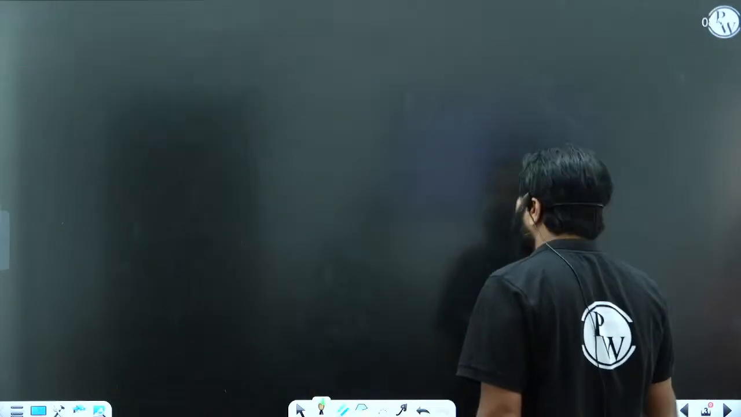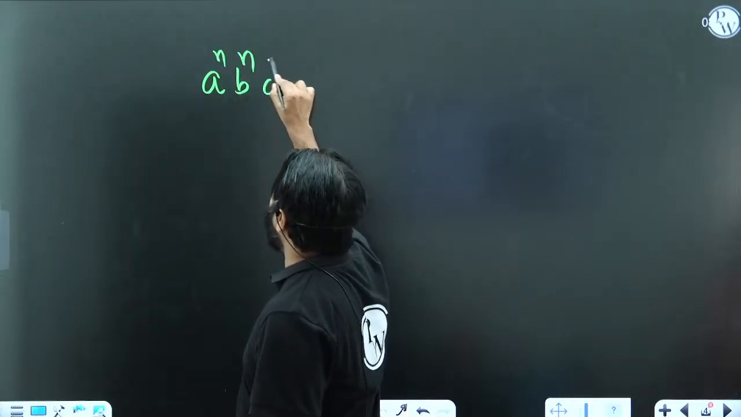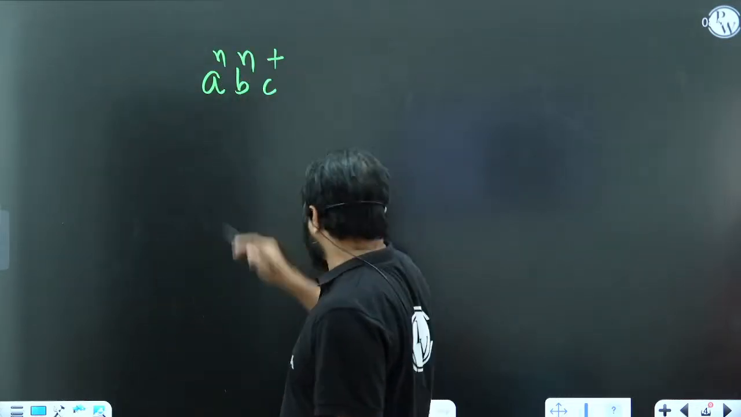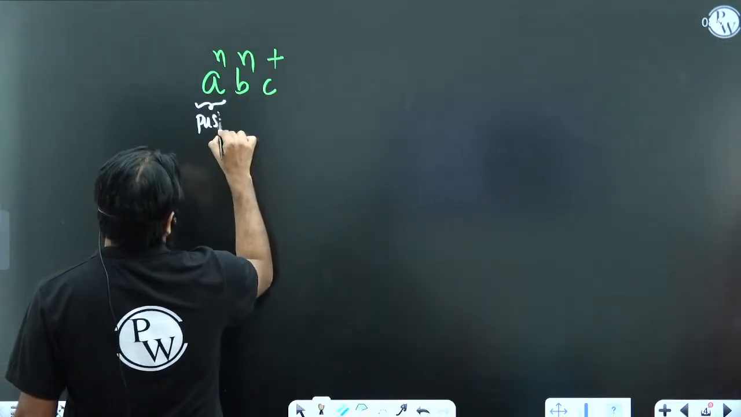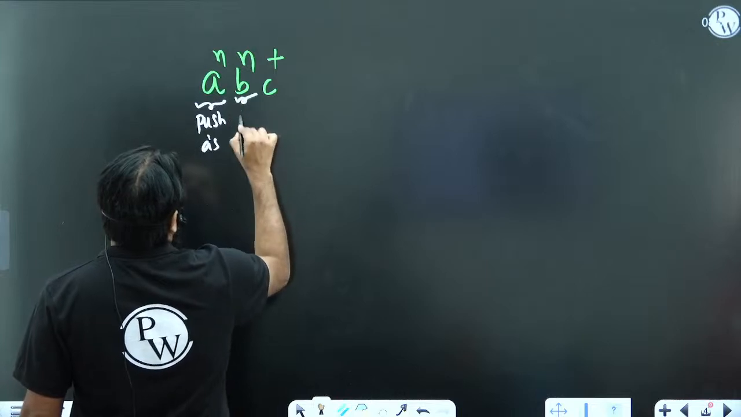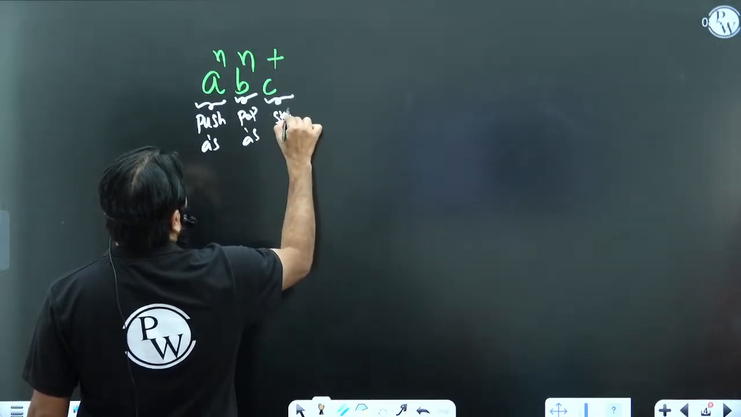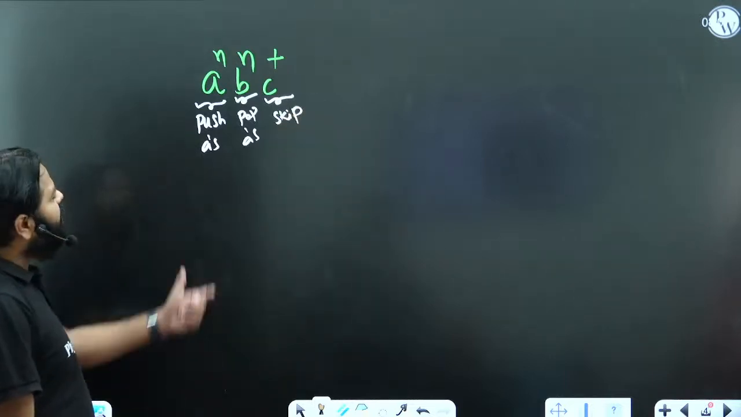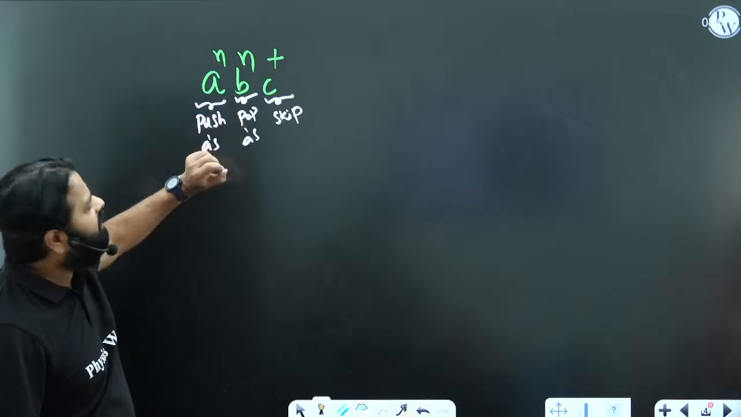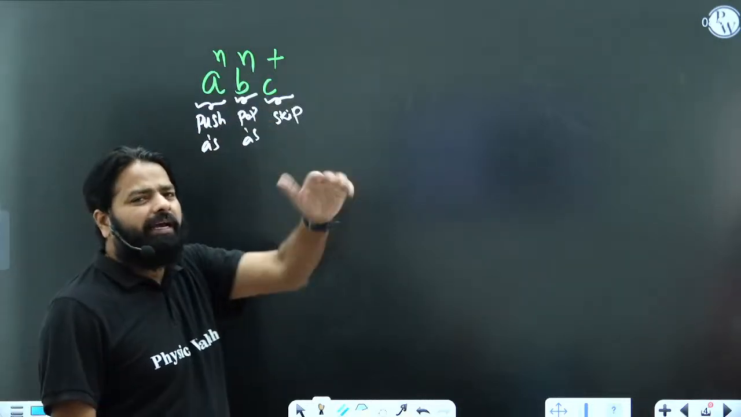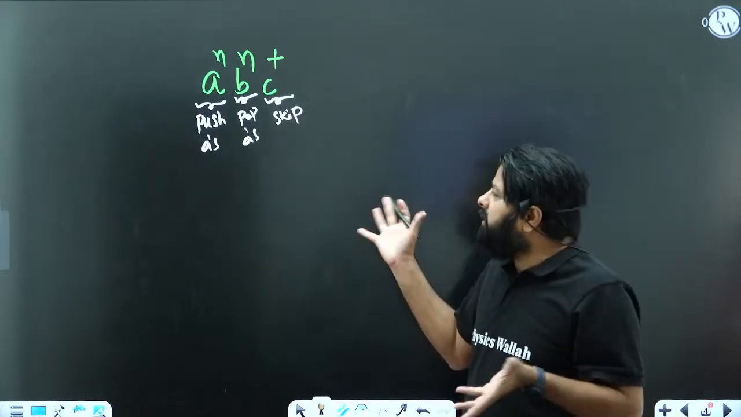Suppose I give you a^n b^n c^+, it's very clear. For A's you push, for B's you pop A's only, and for C's you just skip, don't do anything on the stack. Very easy to do. For A's you push A, for B's you pop the A's, for C you just skip, and at the end you should see Z0 on the stack. That's all. This is the logic.